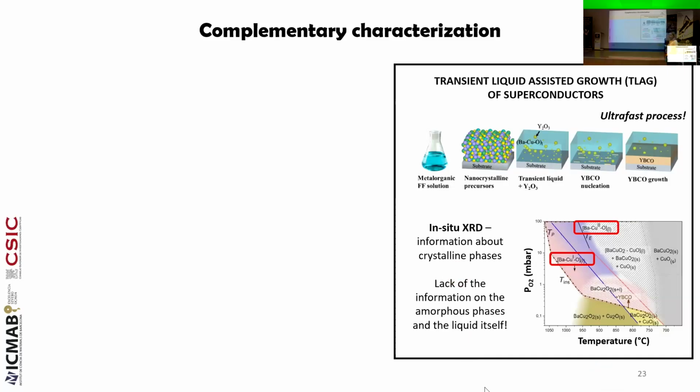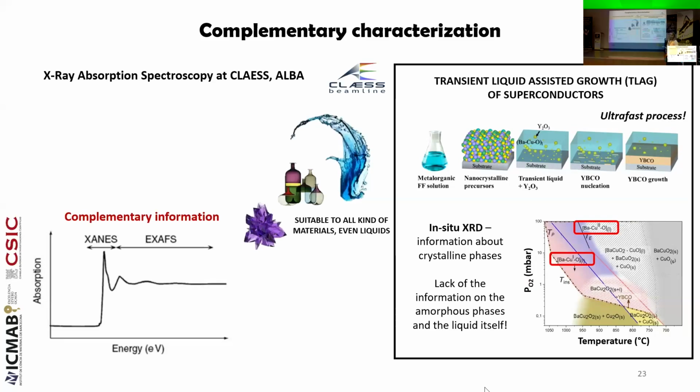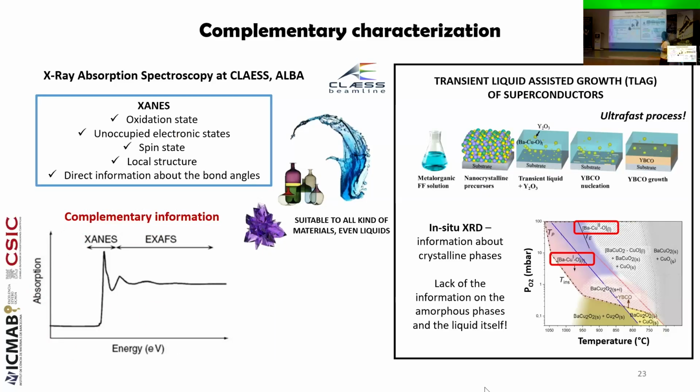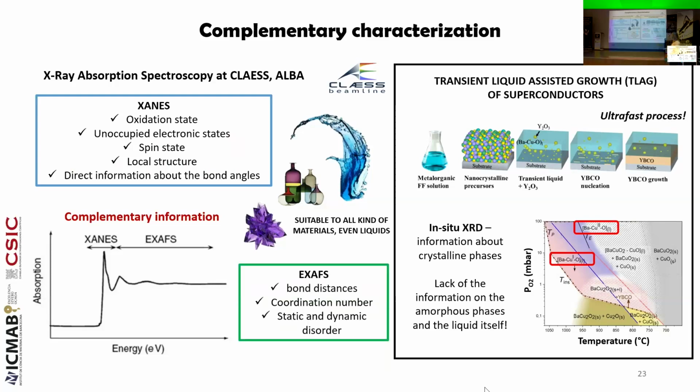So we decided to go to another beamline, which is dedicated to X-ray absorption spectroscopy. It's called CLAESS at ALBA, which is suitable for all kinds of materials. It can probe even liquids. And we can obtain different complementary information from XANES and from EXAFS. From one part of the spectrum, we can obtain oxidation state, information on unoccupied electronic states, spin state, local structure, and direct information about the bond angles. While from EXAFS, we can obtain bond distances, coordination numbers, and static and dynamic disorder.